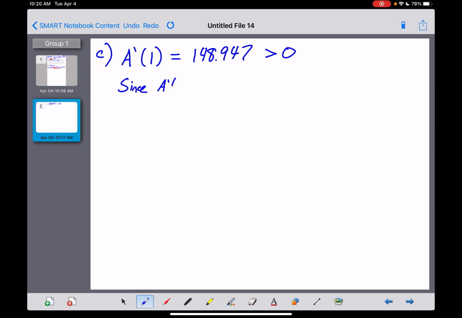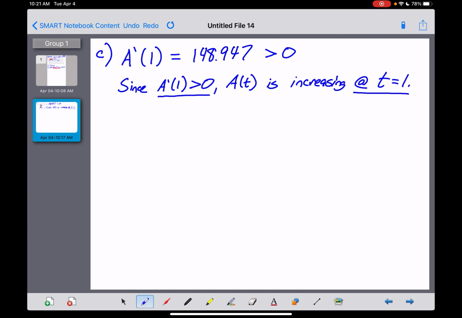Since A prime of 1 is positive, greater than 0, then the function here, A of t, we would say, is increasing at the value t equals 1. And I think that's about as much as we need to say here, guys. Kind of said it in a full sentence right there. The function is increasing, not just everywhere, but specifically at t equals 1, because the derivative of that function, evaluated at 1, is positive. And I think that's all we need there.